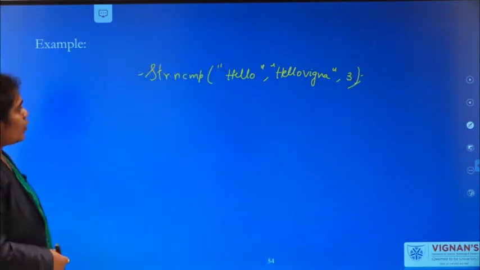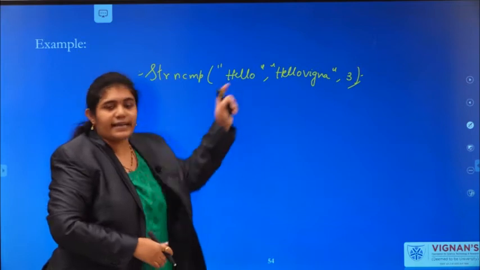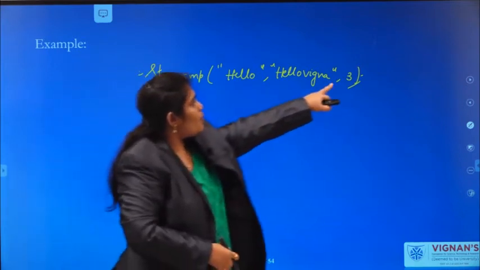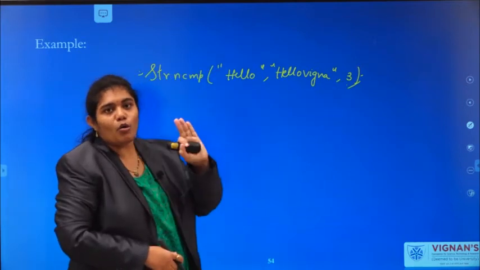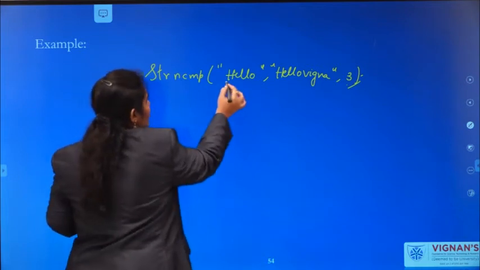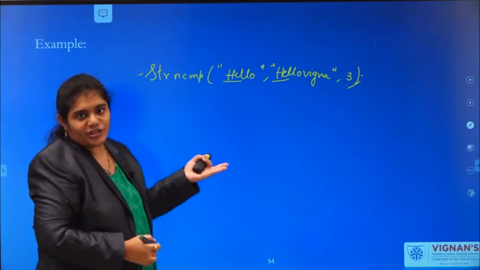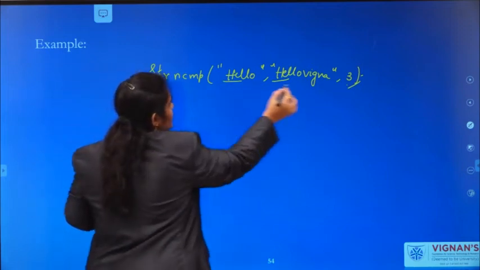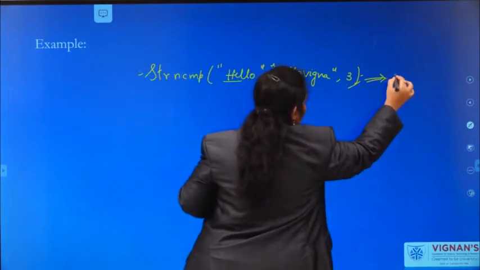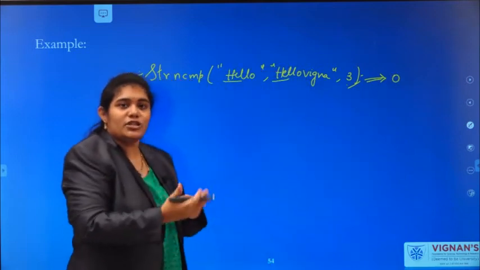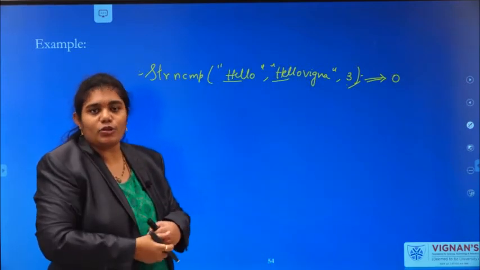strncmp of hello. The first string is hello and the second string is hello Vignan. How many characters do I want to compare? Only 3 characters. What are the first 3 characters? HEL. And the first 3 characters here also? HEL. So what does it return? It returns 0, because both HEL and HEL are equal.